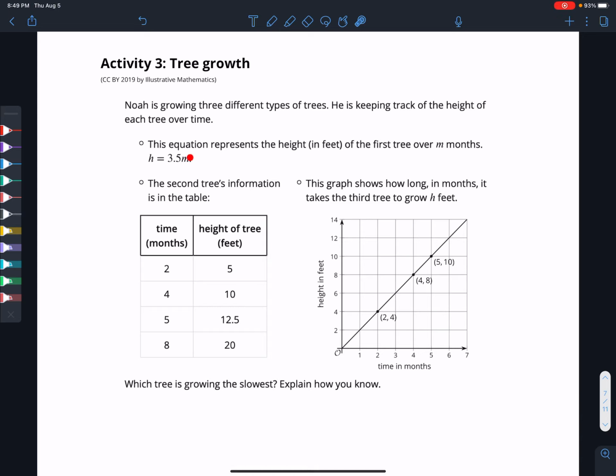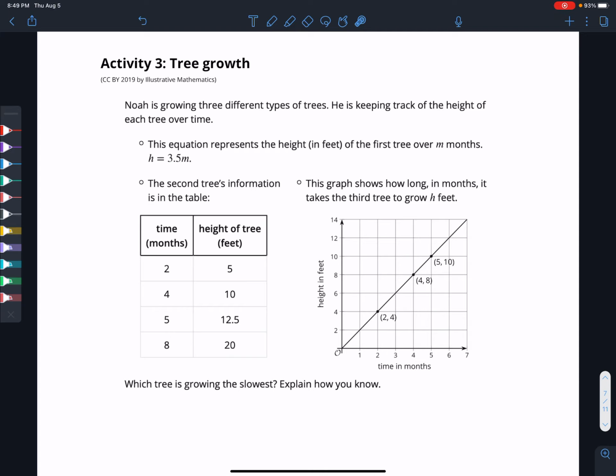The first one, he has an equation for the first tree over m months. The second one, and this is measured in feet, so at least he's measuring it in feet. So don't get confused and say that this is 3.5 meters. This is m months. So this is the number of months. This is the height in feet, which we'll get to in a second.